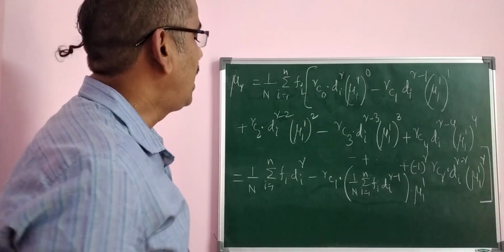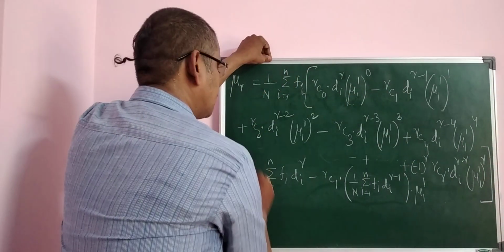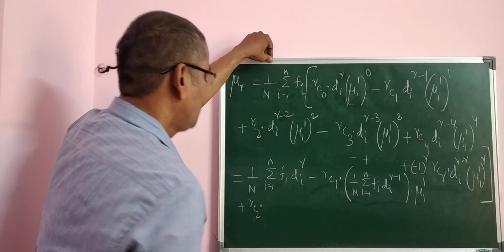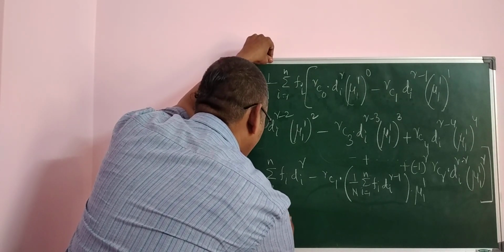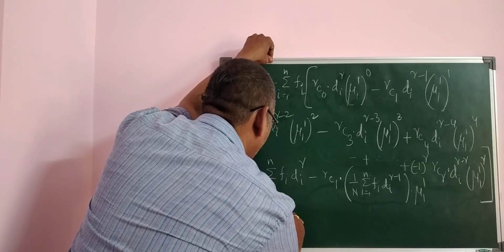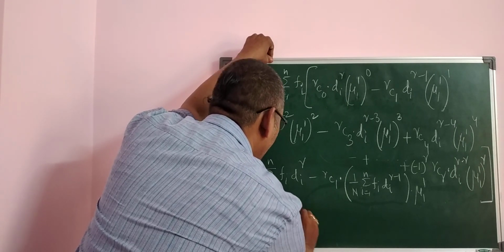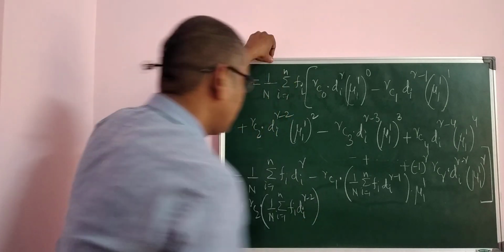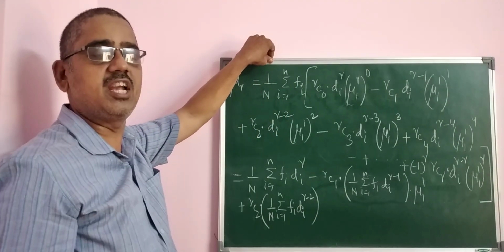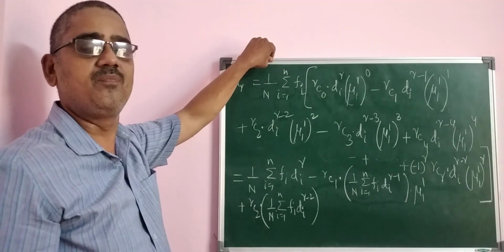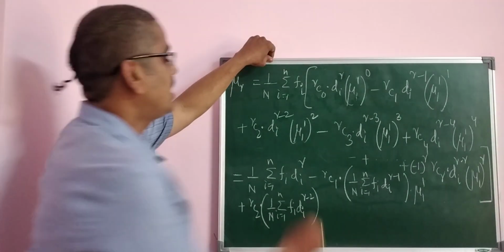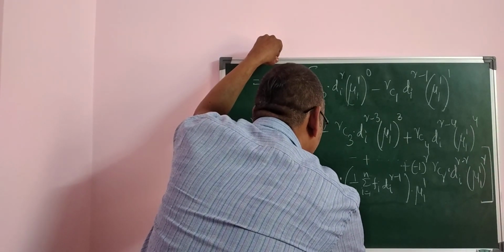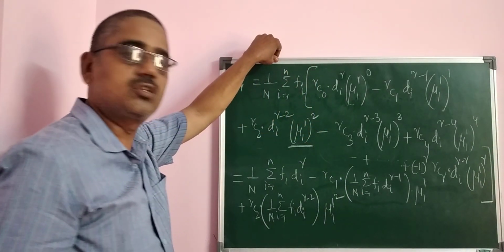Right? And then the next term, this is plus rC2 multiplied by 1 by n summation i equal to 1 to n f_i into d_i power r minus 2. That's the term I have taken inside the summation, and then I am taking mu1 dash square outside. mu1 dash square is a constant. mu1 dash whole square.